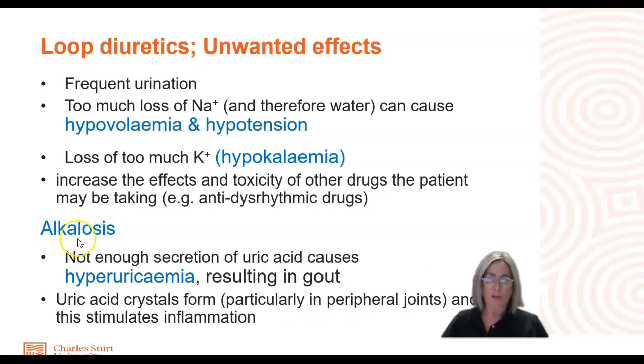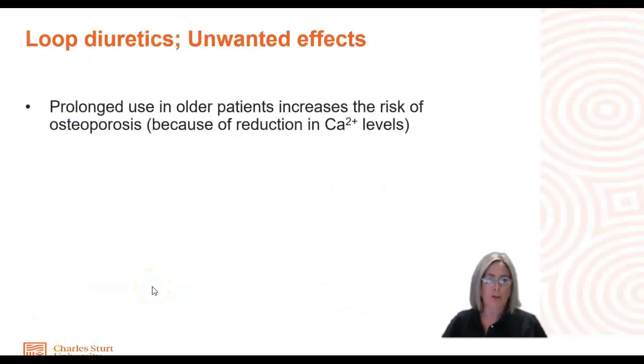Loop diuretics can also cause alkalosis, as I've previously described, and also gout, as we've talked about before too. So if there's insufficient secretion of uric acid into the filtrate, that will cause abnormally high levels of it in the blood to cause hyperuricemia. Those uric acid crystals then will form, particularly in peripheral joints, and that will stimulate inflammation and gout and that gouty pain. Prolonged use of loop diuretics, particularly in older people, will increase the risk of osteoporosis.